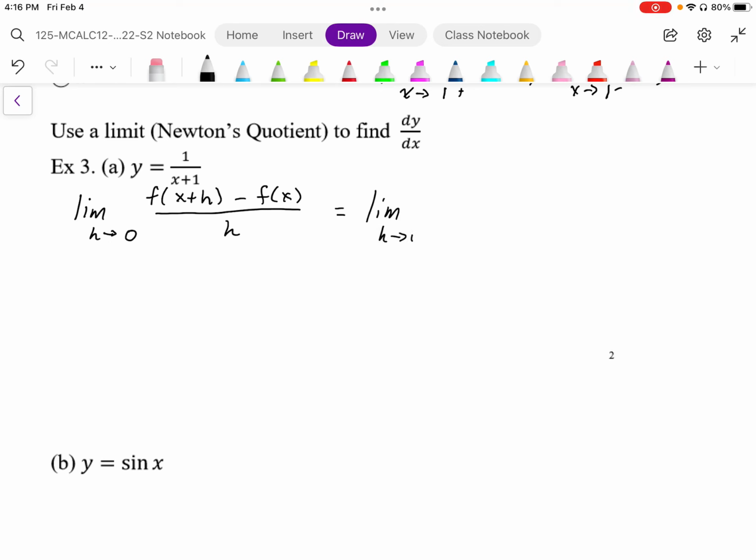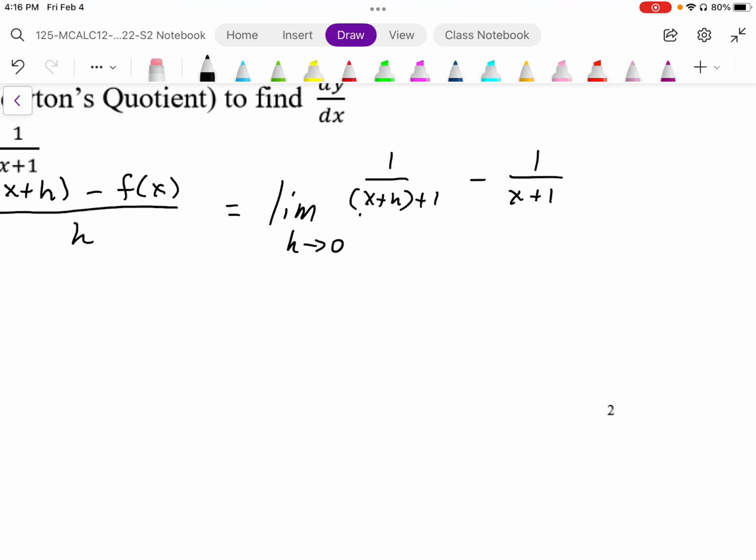The limit as h approaches 0 of 1 over x plus h plus 1, minus 1 over x plus 1, and that's all over h, and we want to let h go to 0. Now the key to this is we need to get a common denominator here. So we're going to get a common denominator. I'm going to put the h in the denominator to start, and then we need a common denominator for this.